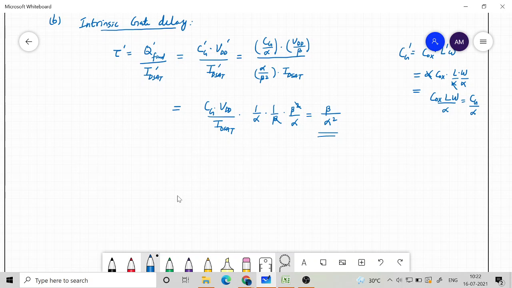Okay, so next is number C, power dissipated per device. That means how much power is dissipated per device, which we have calculated earlier.